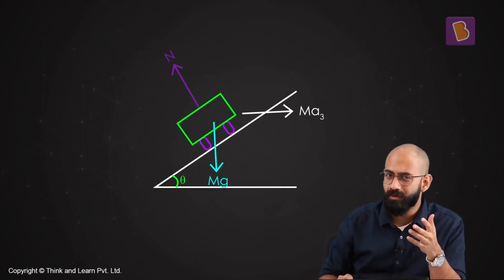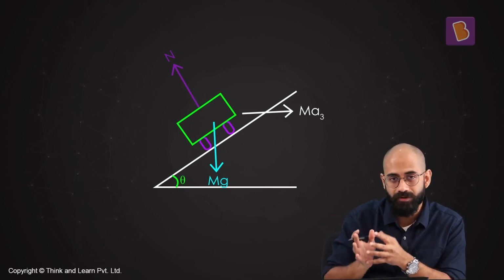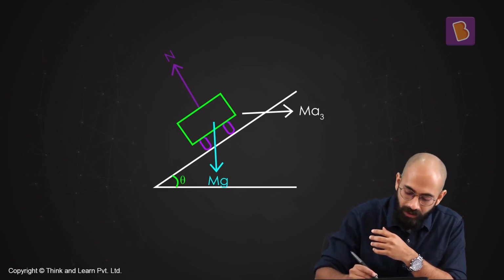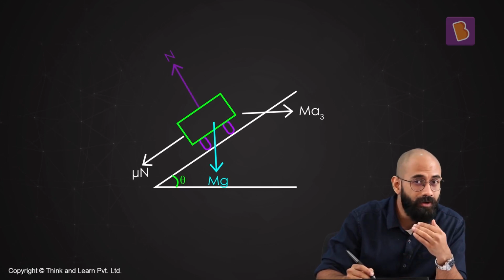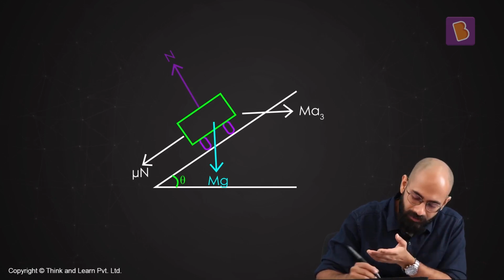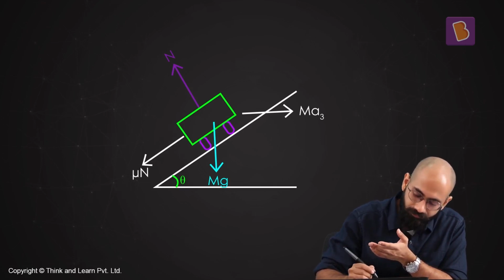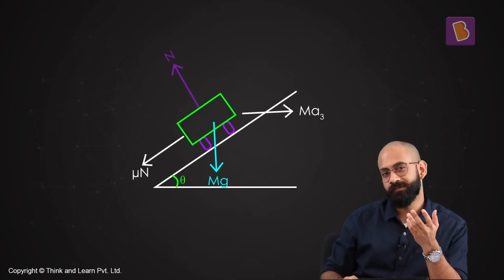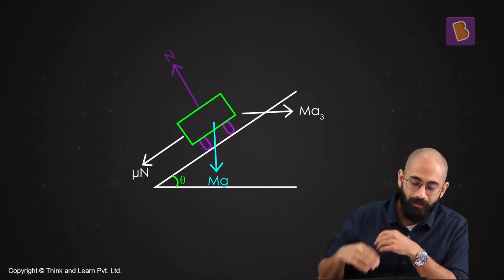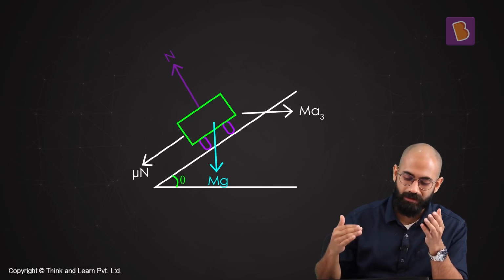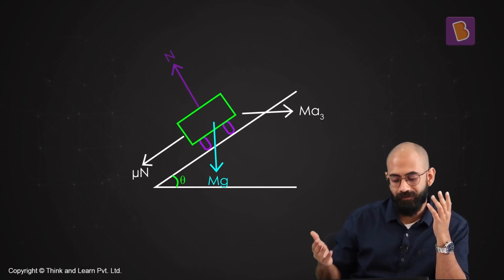There's of course going to be friction, but which direction will that friction be? Because it's preventing upward motion, it's preventing the body from moving up, the friction has to be in this direction. And because we're looking at the maximum value of speed possible, the maximum value of friction will act. So the maximum value of friction will be mu into N, and that will be in this direction. And that's it. This is the basic free body diagram.